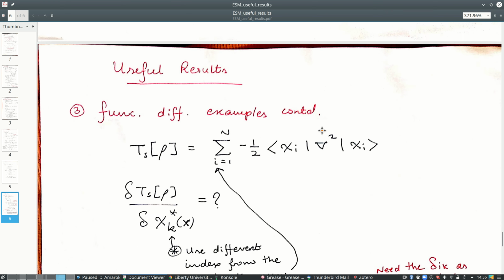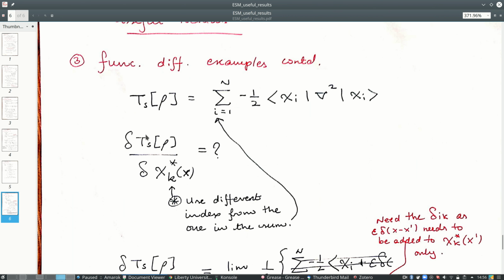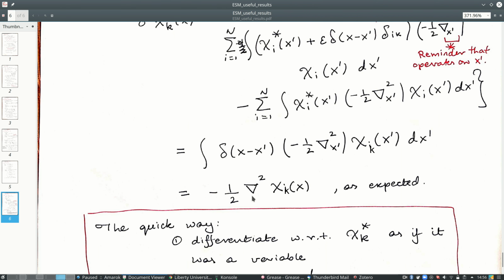We had one more result, which was that the functional derivative of the non-interacting kinetic energy, T_s, written as the sum of individual kinetic energies, exactly the way we did it in Hartree-Fock theory, the functional derivative of T_s with respect to chi_k star, I've chosen the k here this time, is given by minus a half Laplacian of chi_k of x.